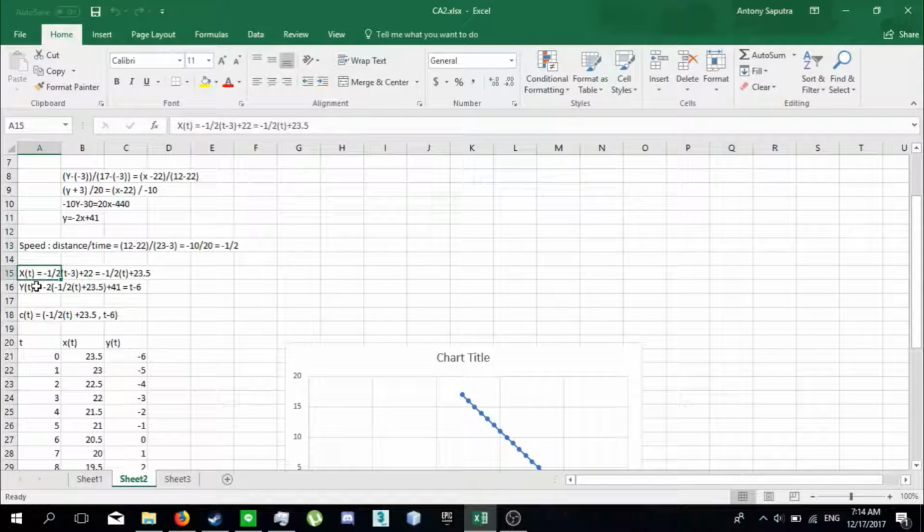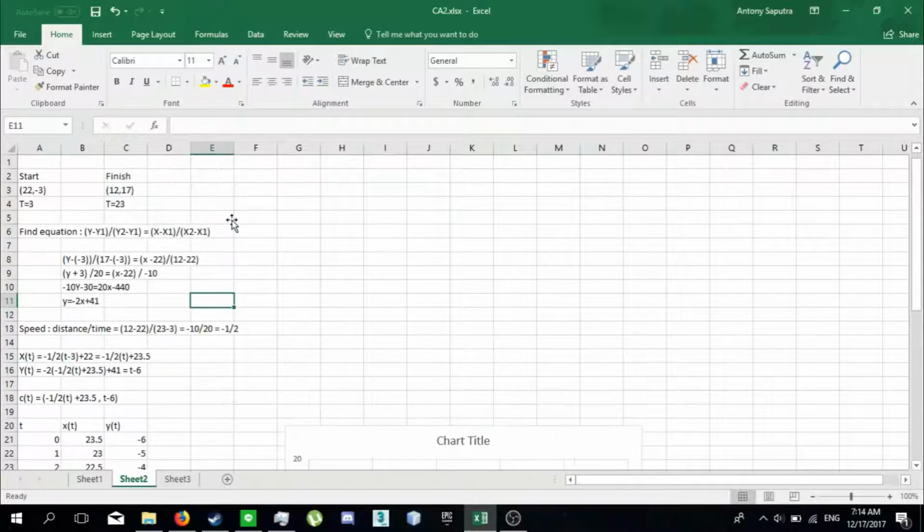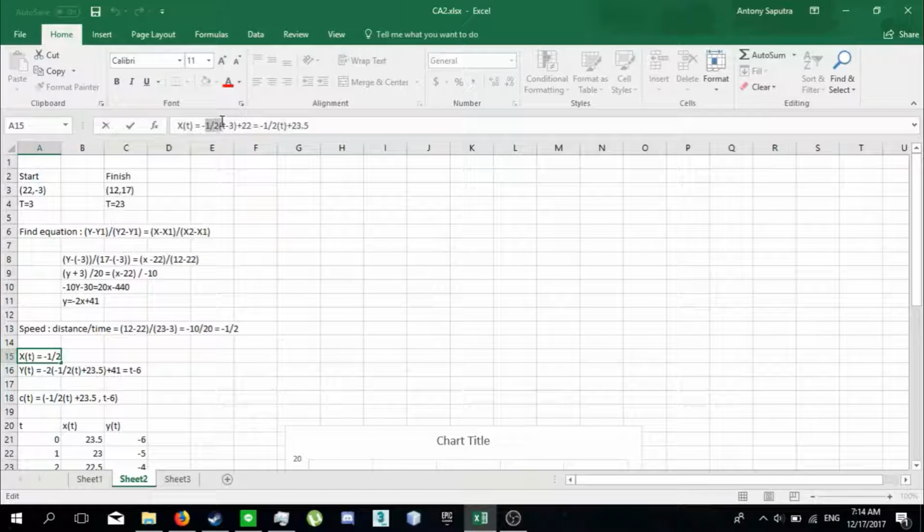So now you want to search for x(t) and y(t). What is x(t)? It is the speed that we just figured out, times t minus 3, because t does not start at 0, so we have 3 minus 3. If it starts at 4, then t minus 4. If it starts at minus 3, then minus minus 3, so you have to add it, and so on. And then plus the x when we start. So this is the speed, this is the time we start, and this is the x we start.